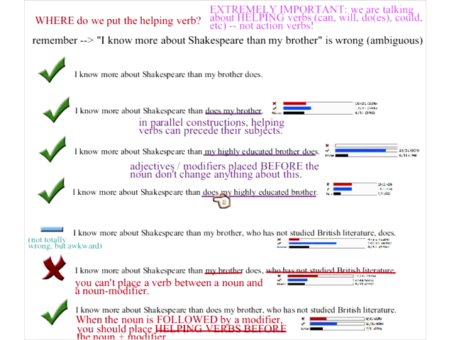So here it's considered awkward if the helping verb is separated from the noun by a following modifier. So that's the problem with this one. And if it's a modifier that doesn't have commas, it's absolutely fatal. It's absolutely wrong. Now notice the contrast.